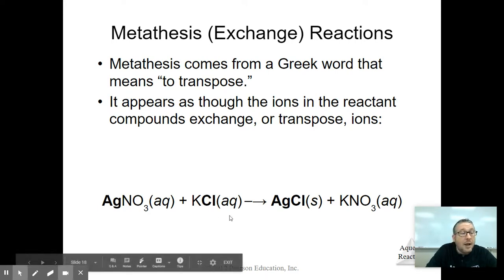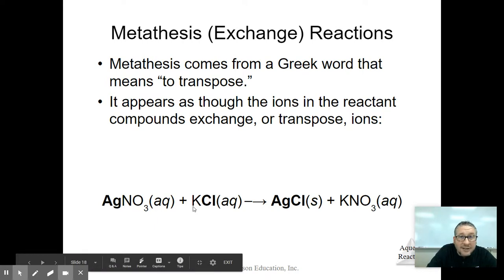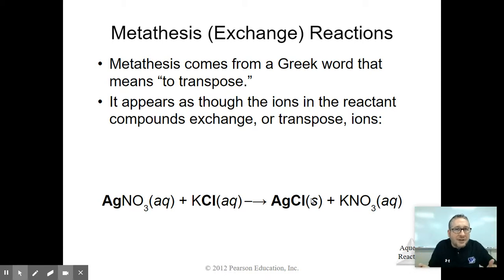Okay. When they react, this silver ion here is going to join up with chlorine ions, and the potassium is going to switch partners and join up with the nitrate. And when you do this, you have to go all the way back to chapter 2. You have to be able to identify the charges, because when you separate them or dissociate them, they go back to their typical ionic charges.